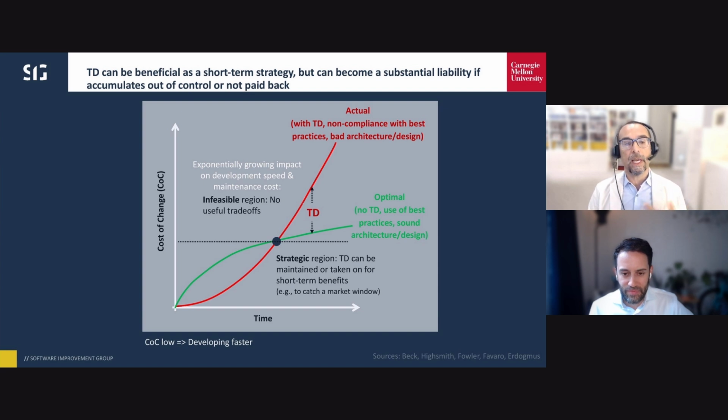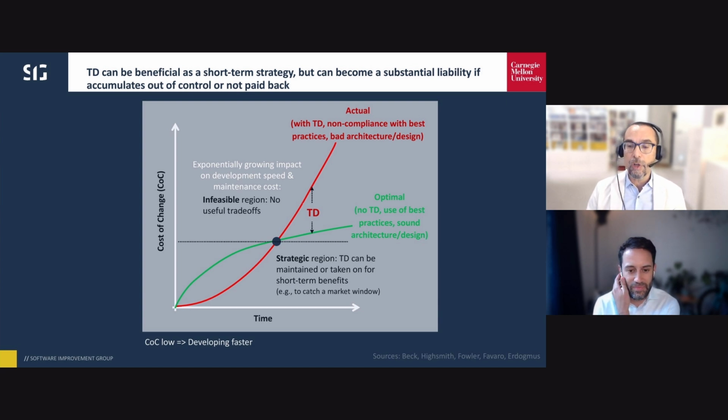When we keep technical debt at bay, we periodically pay it back, and we're consistently using best engineering practices. We're paying attention to architecture and design, and keeping those reasonably solid as we evolve the system. We have the green curve. This is what we call the optimal curve. These two curves cross over at one point. And once they cross over, the difference between them represents the technical debt that we're accumulating by foregoing best engineering practices, by foregoing paying attention to architecture and design, or to software quality.